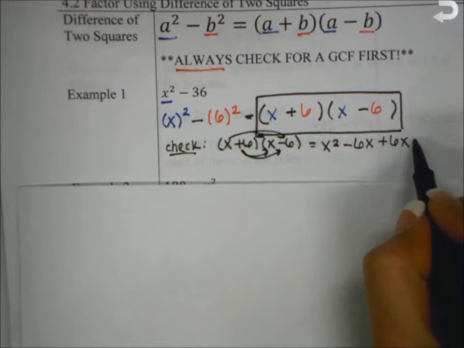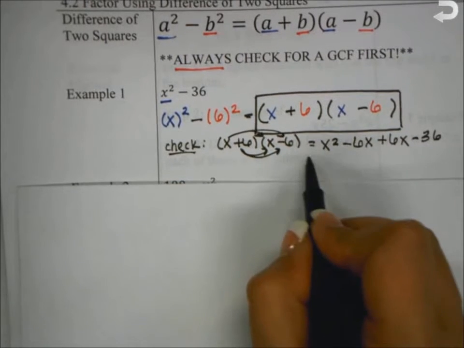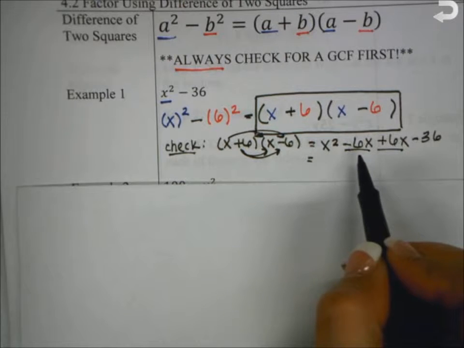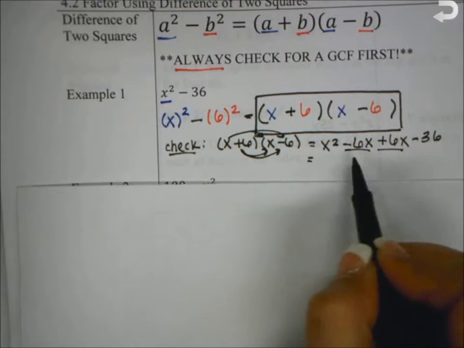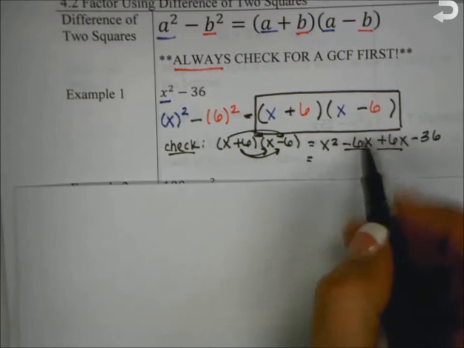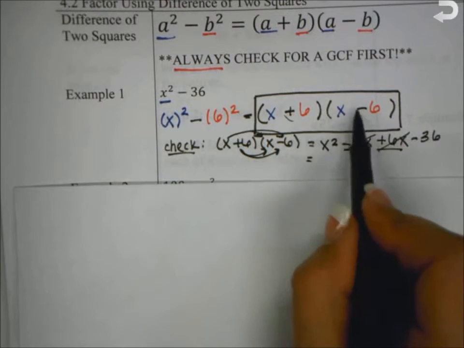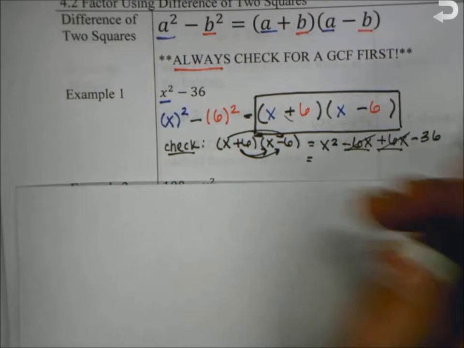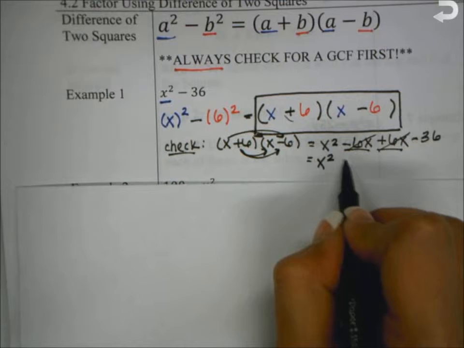Look what we have. Negative 6x plus 6x. What happens there? 0. Which is why we make one a plus and one a minus, because then they're going to cancel each other out. So what would I be left with? x squared minus 36. Is that what I started with? Yep. So I factored it correctly.